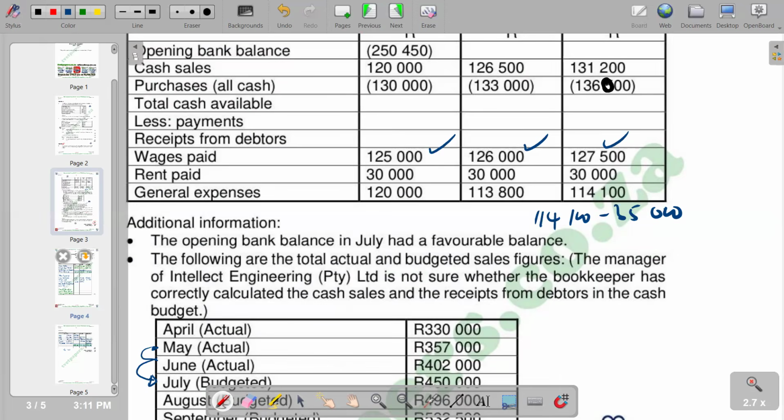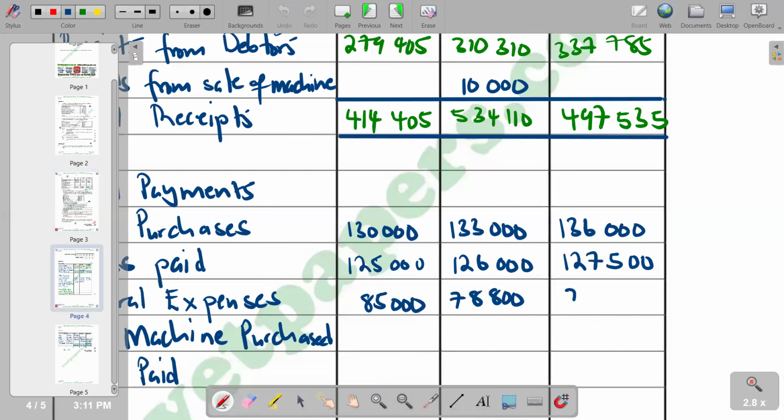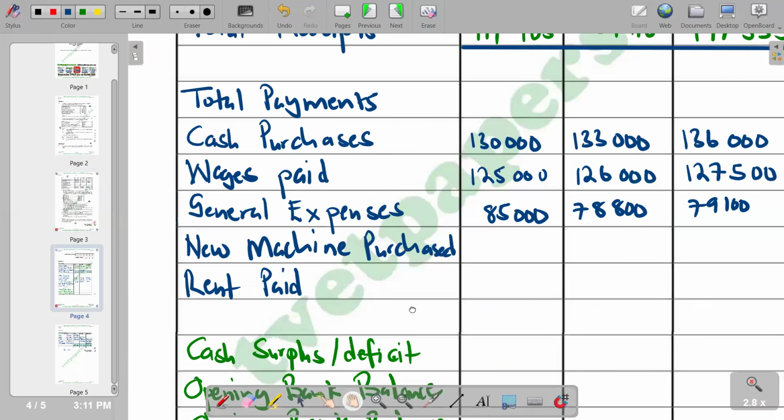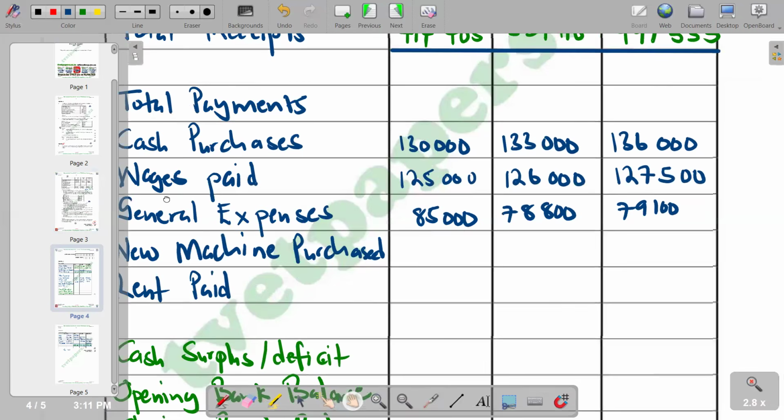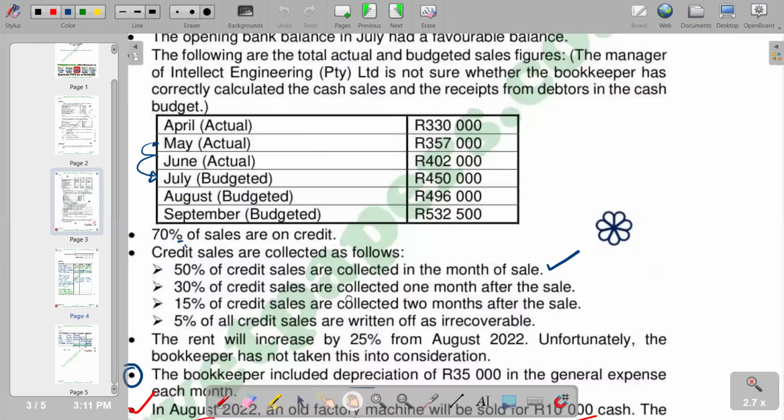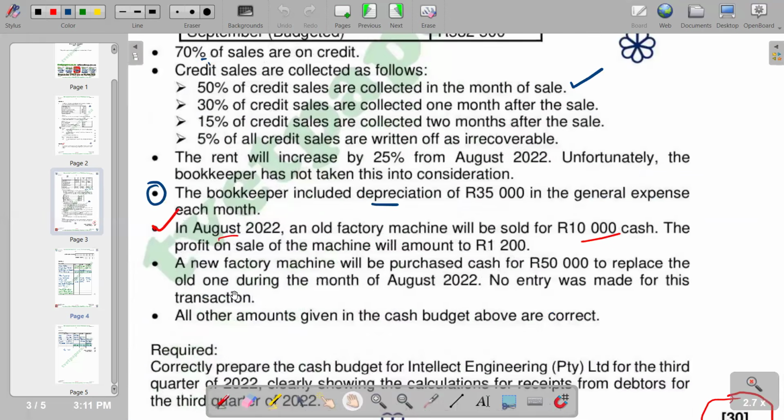79,100 is the figure that is supposed to come on this part. Then on the next part, we have new machine purchased. So try to see what we have in terms of the new machine that was purchased. We see that a new factory machine will be purchased for cash for 50,000 to replace the old one during the month of August. So this is going to happen in the month of August.